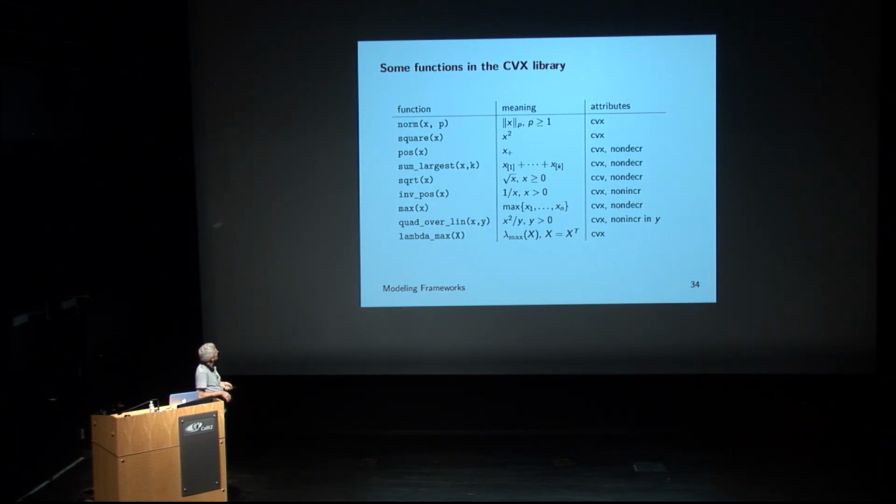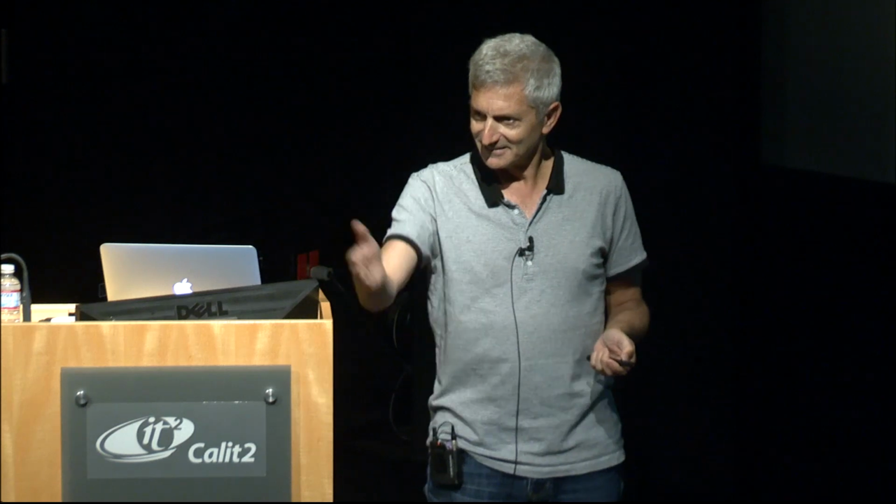You'd have the norm, p-norms, the square. I mean, these are sort of obvious things. Here's sum largest. Oh, by the way, you can do sum largest of x, 3.5. What do you think that means? What's the sum of the 3.5 largest entries of a vector? It's convex, by the way, but what is it? Yeah, that's what it is.